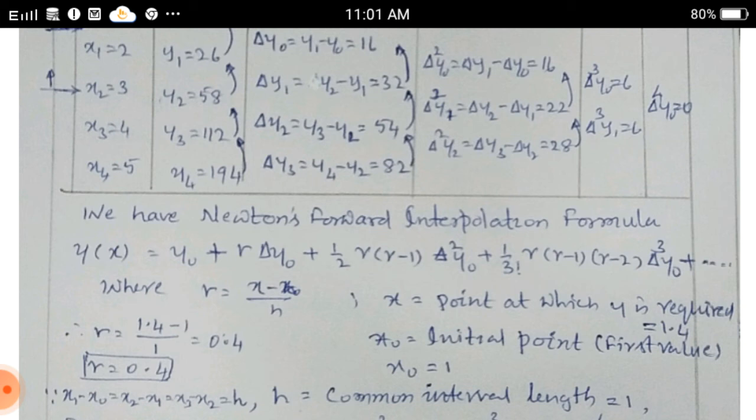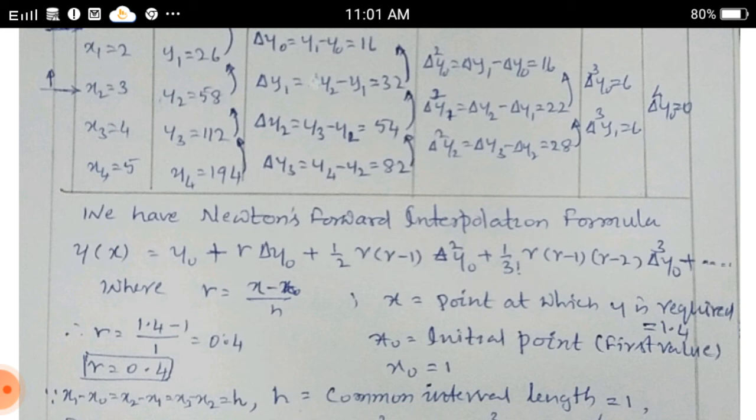Write that: y of x is equal to y of x0 plus rh, which is equal to y0 plus r into delta y0 plus 1 by 2 factorial r into r minus 1 delta square y0 plus 1 by 3 factorial, 1 by 6, that is r into r minus 1 into r minus 2 delta cube y0 plus and so on, where r is equal to x minus x0 divided by h.